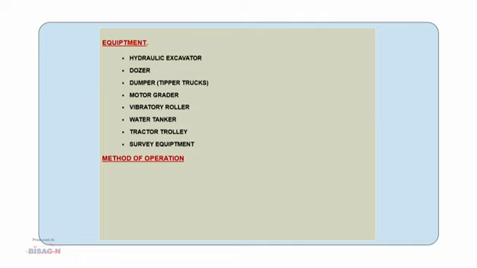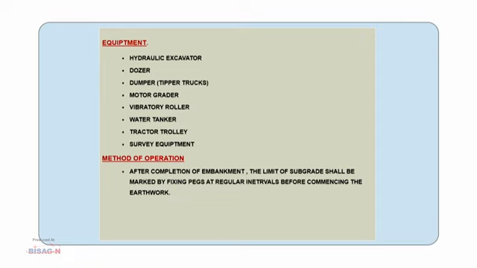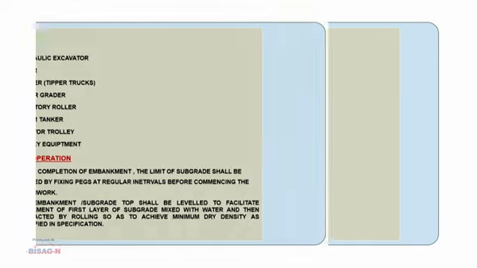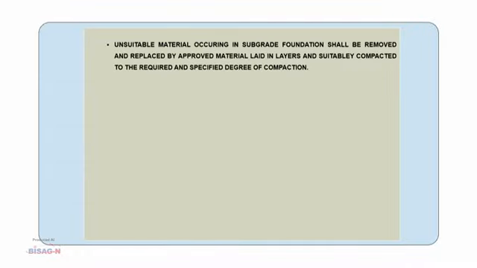Method of operation. After completion of the embankment, the limit of the subgrade shall be marked by fixing pegs at regular intervals before commencing the earthwork. The embankment subgrade top shall be leveled to facilitate placement of the first layer of the subgrade, mixed with water and then compacted by rolling so as to achieve the minimum dry density as specified in the specifications.